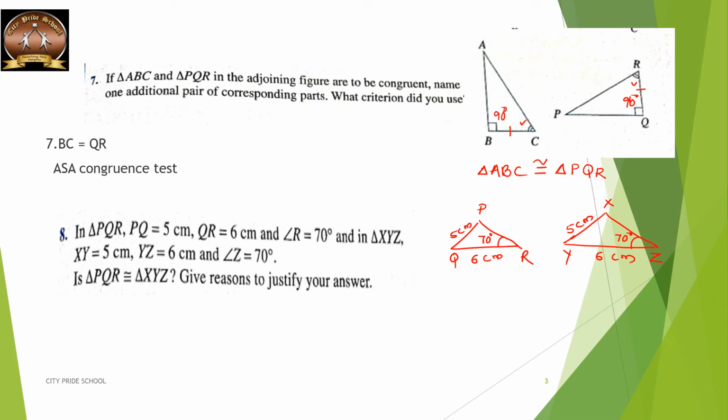Give reason to justify your answer. Since 70 is not included between the congruent sides, though PQ is equal to XY and QR is equal to YZ, this 70, that is angle R and angle Z, are not between the two equal sides. So therefore these two triangles are not congruent. So why? Because the given angle is not the included angle between the two sides.